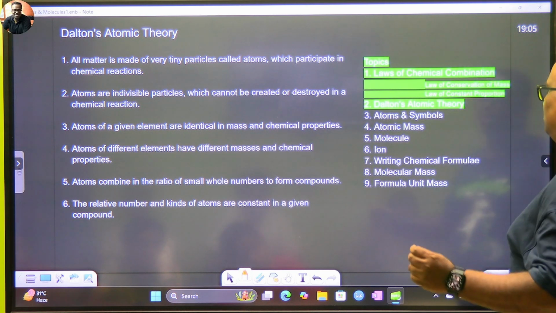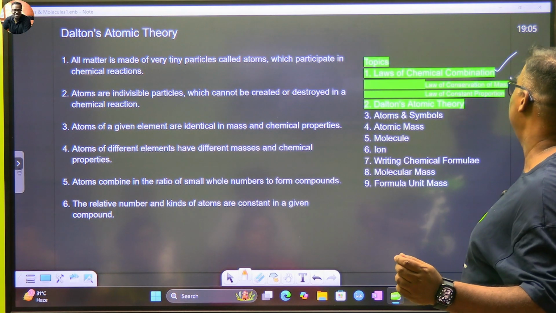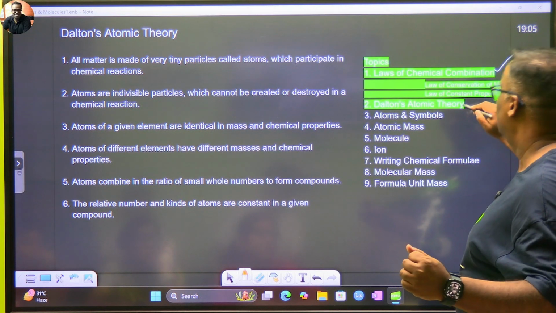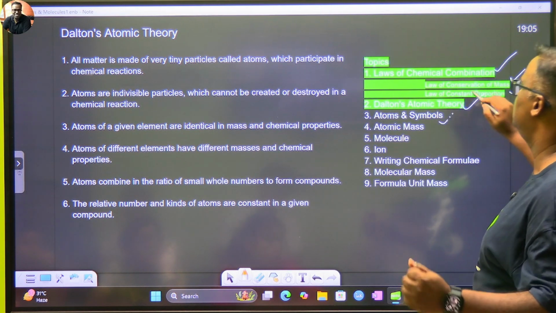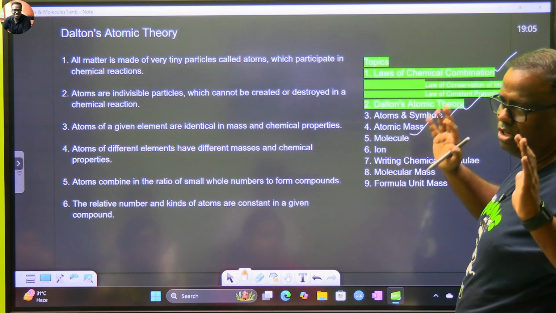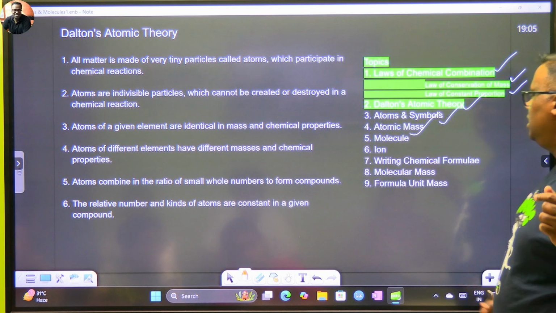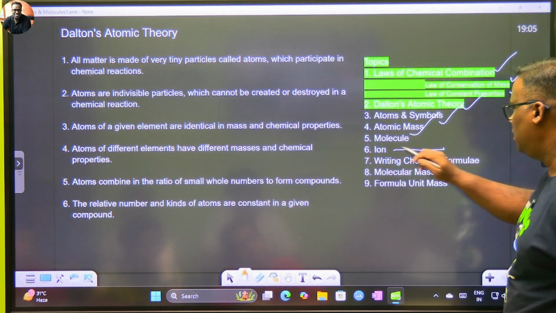Topics that we need to cover now. Okay, laws of chemical combination over, law of conservation of mass, constant proportion, Dalton's atomic theory, atoms and symbols, atomic mass is also over. Molecule we have discussed a lot. Yet if somebody does not understand molecule, I will revisit it. I'll spend some time today with you on ions.